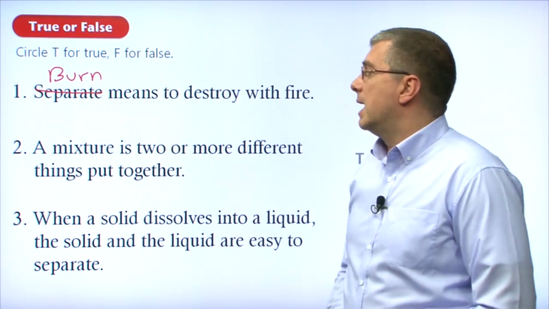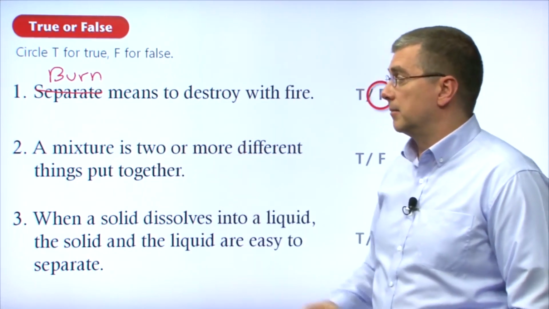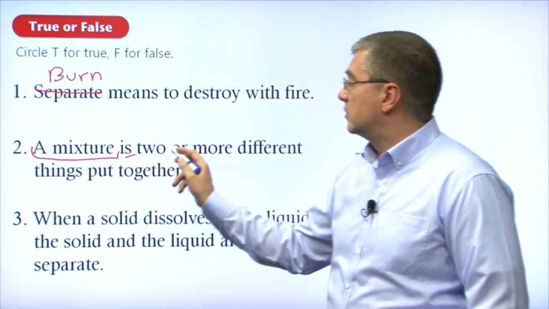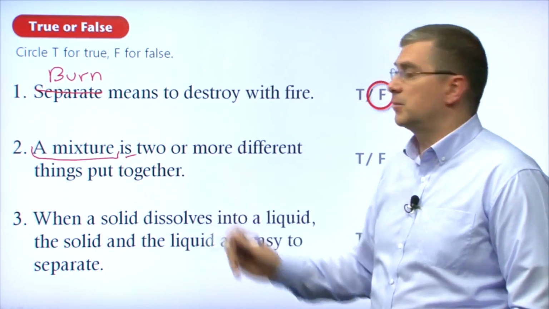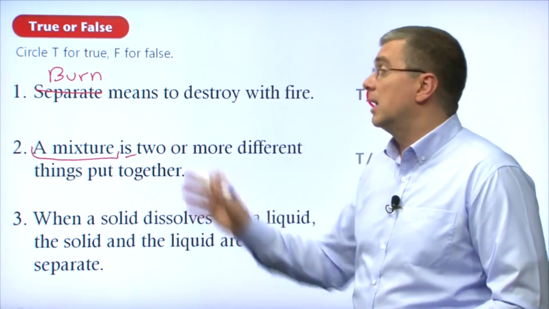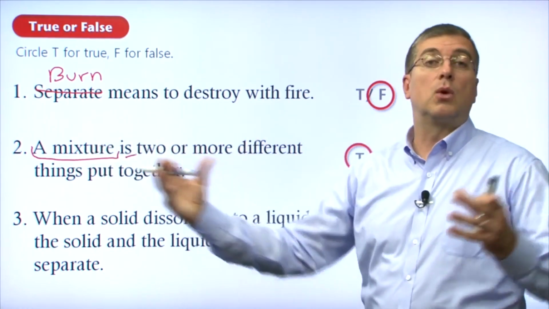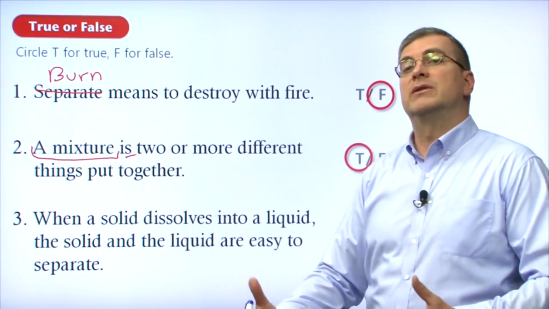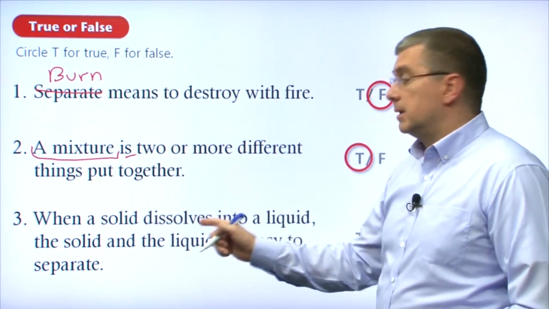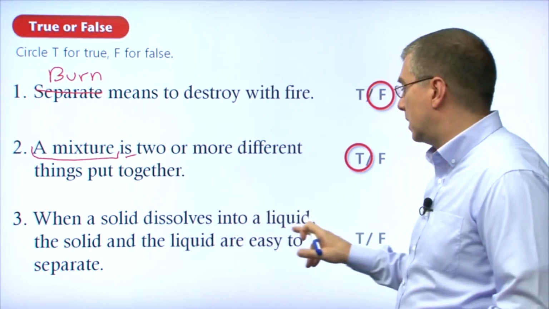Okay, so number two. A mixture is two or more different things put together. So we're looking at a noun here. A mixture is two or more different things put together. What do you have as a result? That is a noun. It is a mixture, and that is correct, right? Because a mixture is exactly that. When you take two or more different things and put them together, what's the result? A mixture.